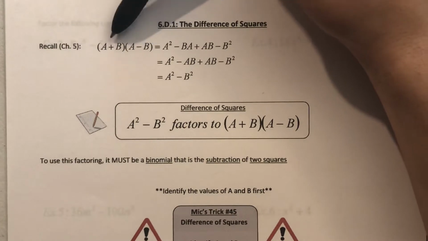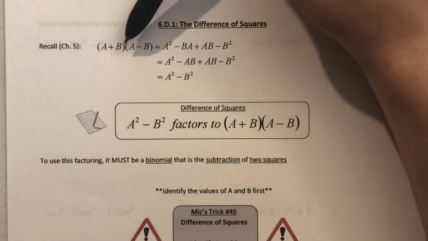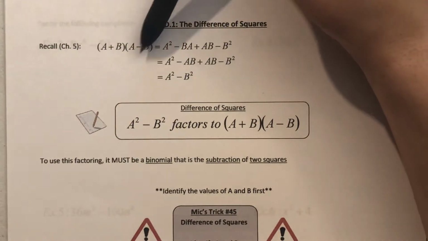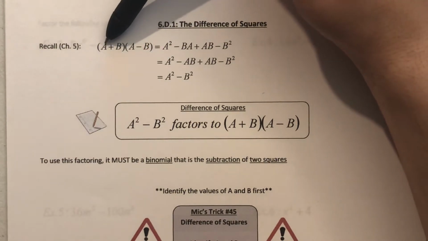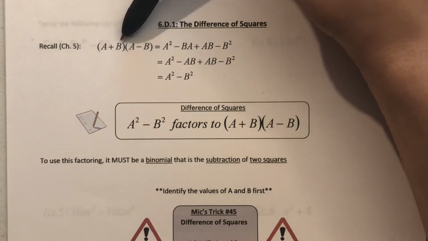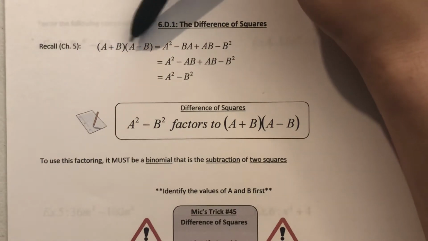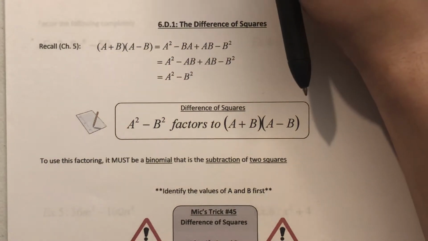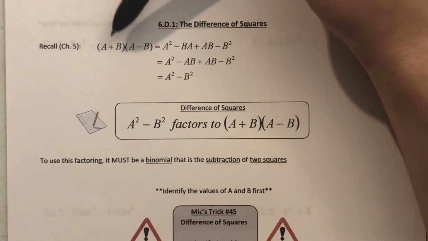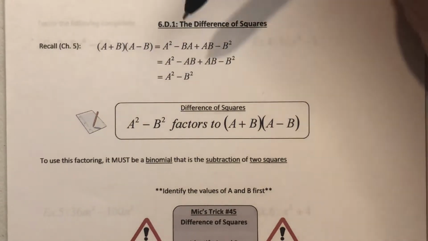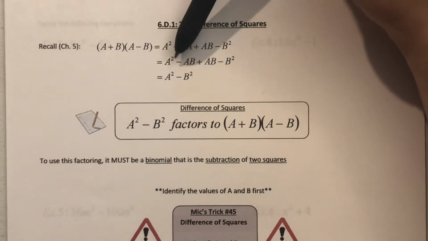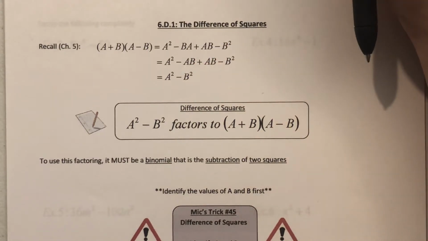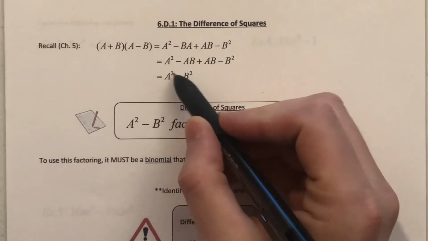The name for this formula was the product of the sum and difference of two terms. It's a very specific situation. It's not just any two binomials, but two binomials where the first terms are the exact same, the last terms are the exact same, and there's one plus and one minus between the two terms. We saw that if you distribute all this out, our two middle terms were the same, but one was positive and one was negative, so they would cancel, leaving us with just a squared minus b squared.